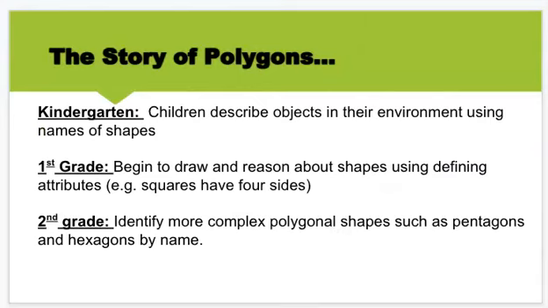Let's talk polygons. So if you look at some of the ideas of what's happening in the different grades for polygons, in kindergarten, children describe objects in their environment using the names of shapes. In first grade, they begin to draw and reason about shapes using defining attributes. For example, squares have 4 sides. In second grade, we identify more complex polygonal shapes such as pentagons and hexagons by name.